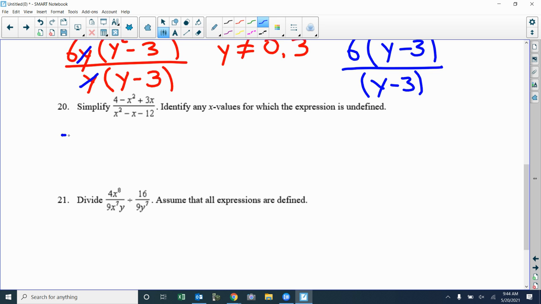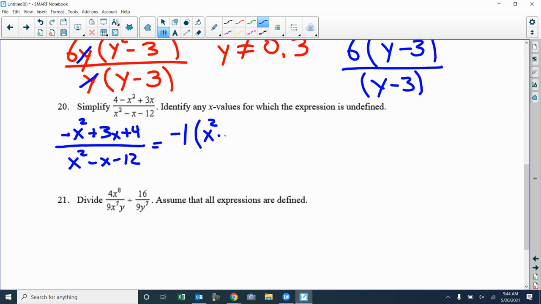All right, I'm going to take that top and rewrite it as negative x squared. I'm going to put it in standard form. Okay. Next, I'm going to take that top one and take negative 1 out because I just don't like my x squared being negative. So when I take that negative out, I have to take it out of all the terms there. Hopefully that makes sense to you. I'm going to go ahead and factor this bottom.